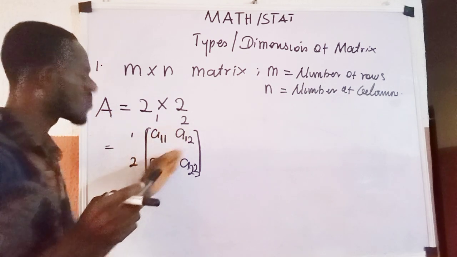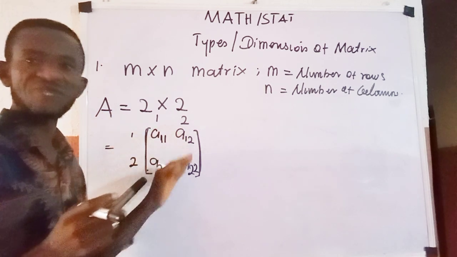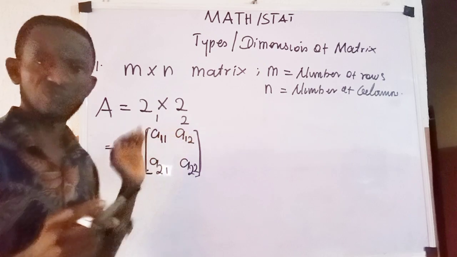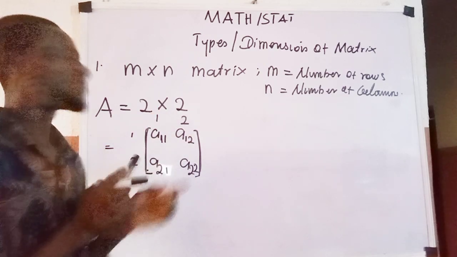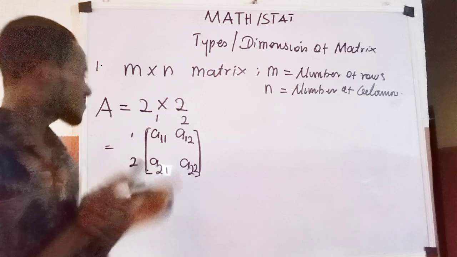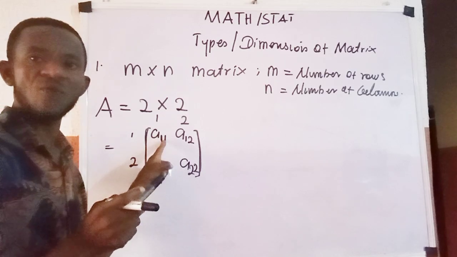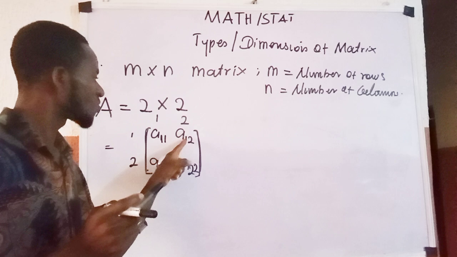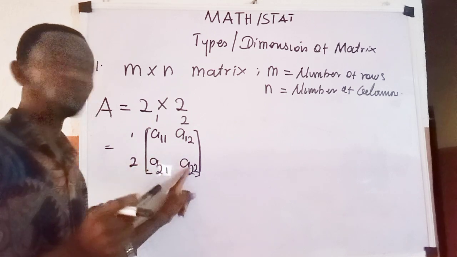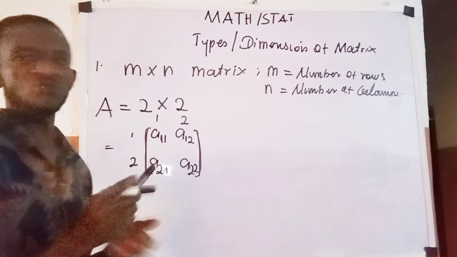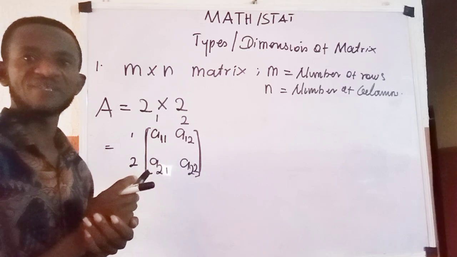These are what we call the entries of a matrix, which equally show the position of the entries. A11 row 1 column 1, A12 row 1 column 2, A21 row 2 column 1, A22 row 2 column 2. We have represented this matrix.